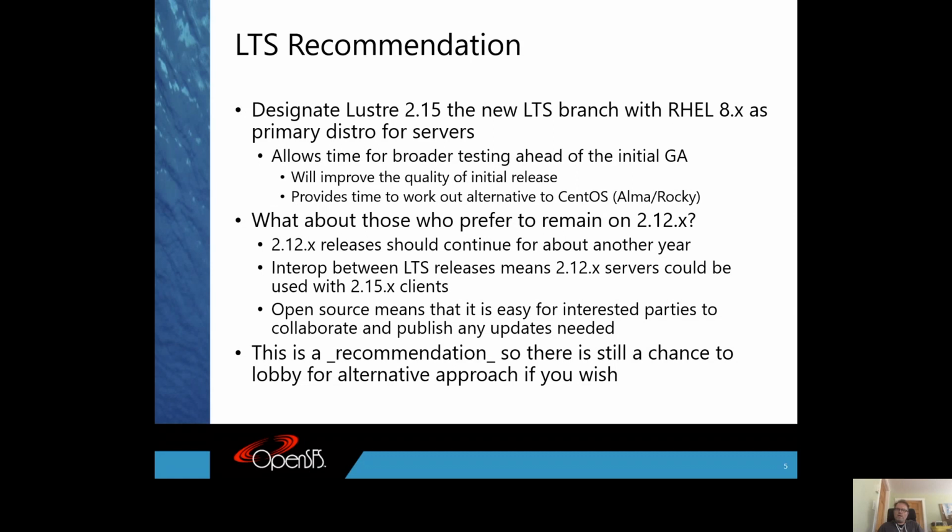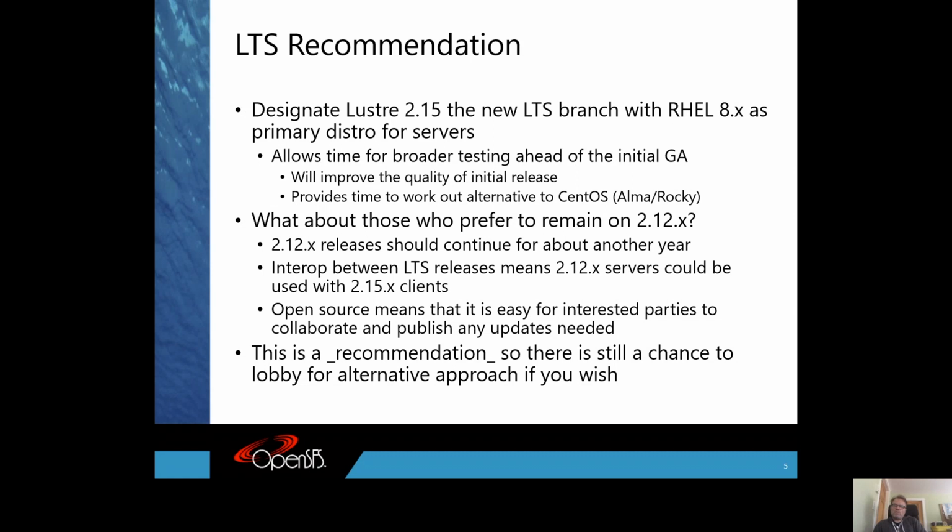Announcing this ahead of time allows time for more testing to happen ahead of the release itself going out in the first place. So the initial .0 release should be better quality, and it also allows time for us to work out how to incorporate Alma and/or Rocky into our regular testing, just as we do with CentOS today.